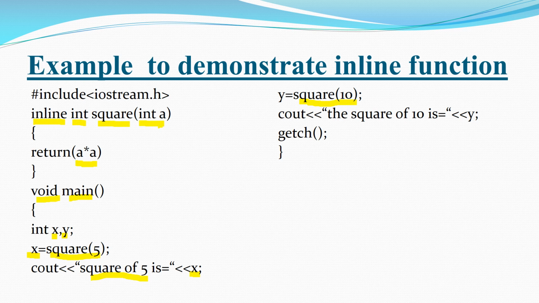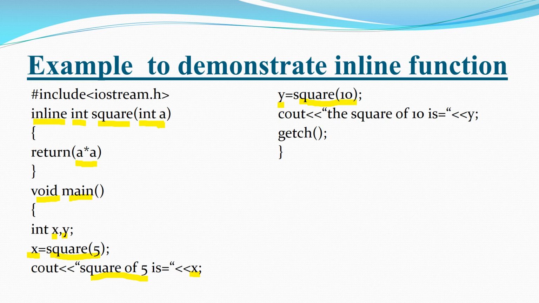Again, the value of 10 is being passed to a. It is going to calculate and return 10 into 10. Now it has been calculated, 10 into 10, and the y value becomes 100.